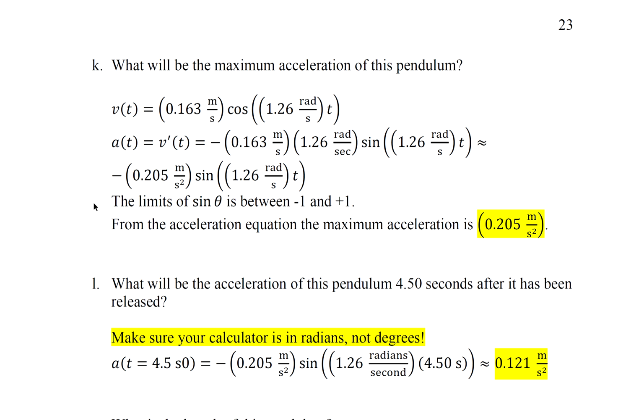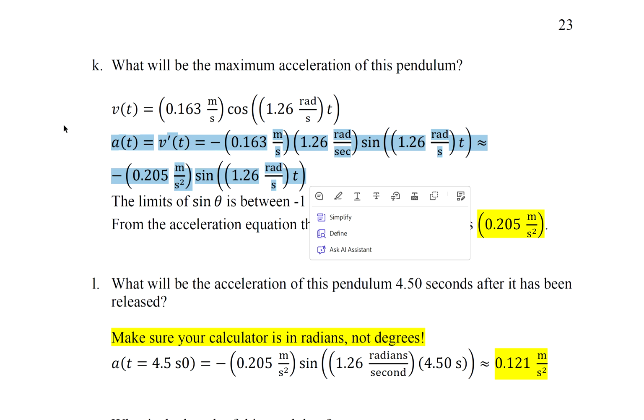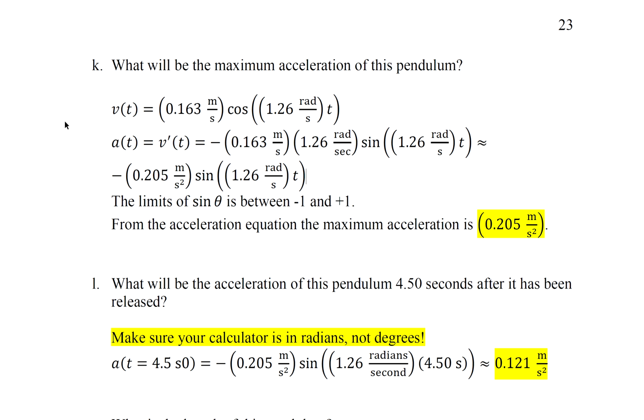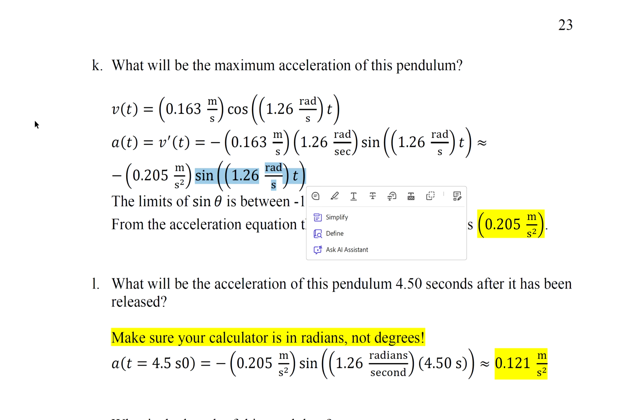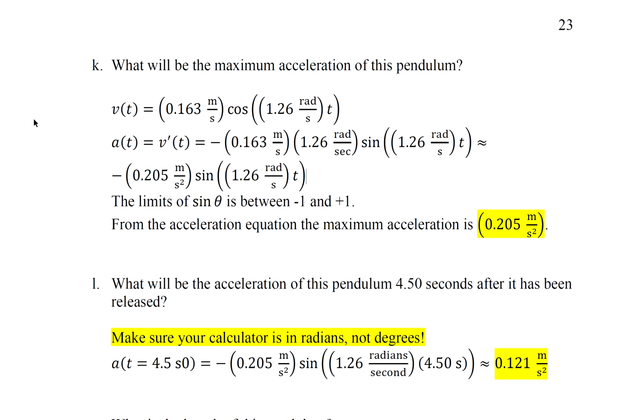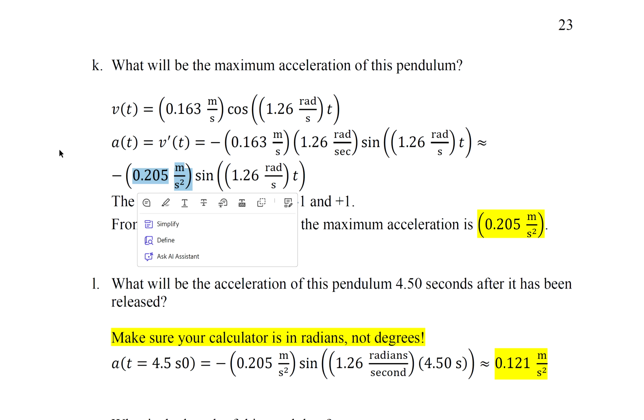Part K, what would be the maximum acceleration of this pendulum? So let acceleration take the derivative of the velocity, or the second derivative of the displacement, to get an acceleration versus time function. Now we know that the limits of sine are between -1 and 1. So the acceleration is this. That's the magnitude, 0.205 meters over second squared.